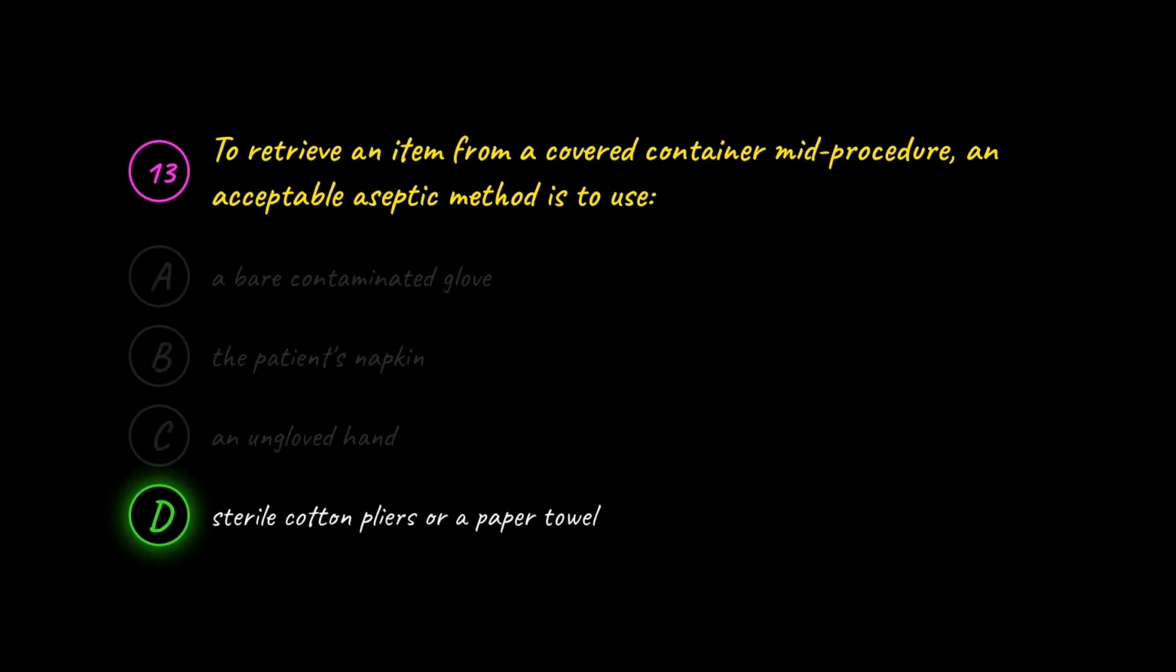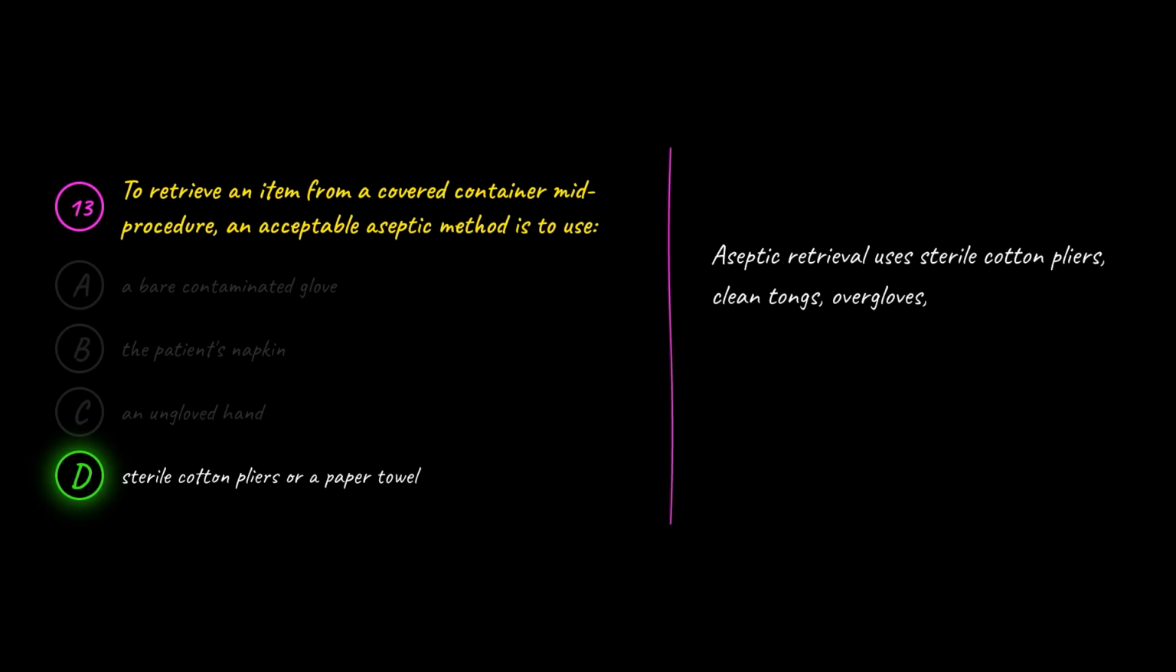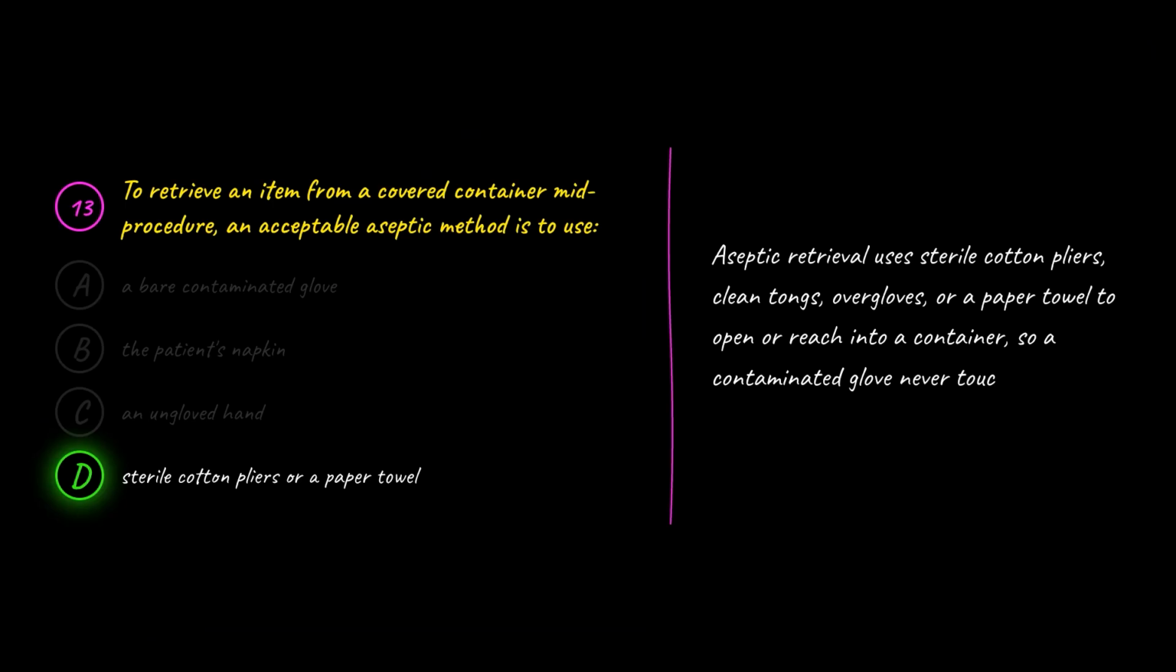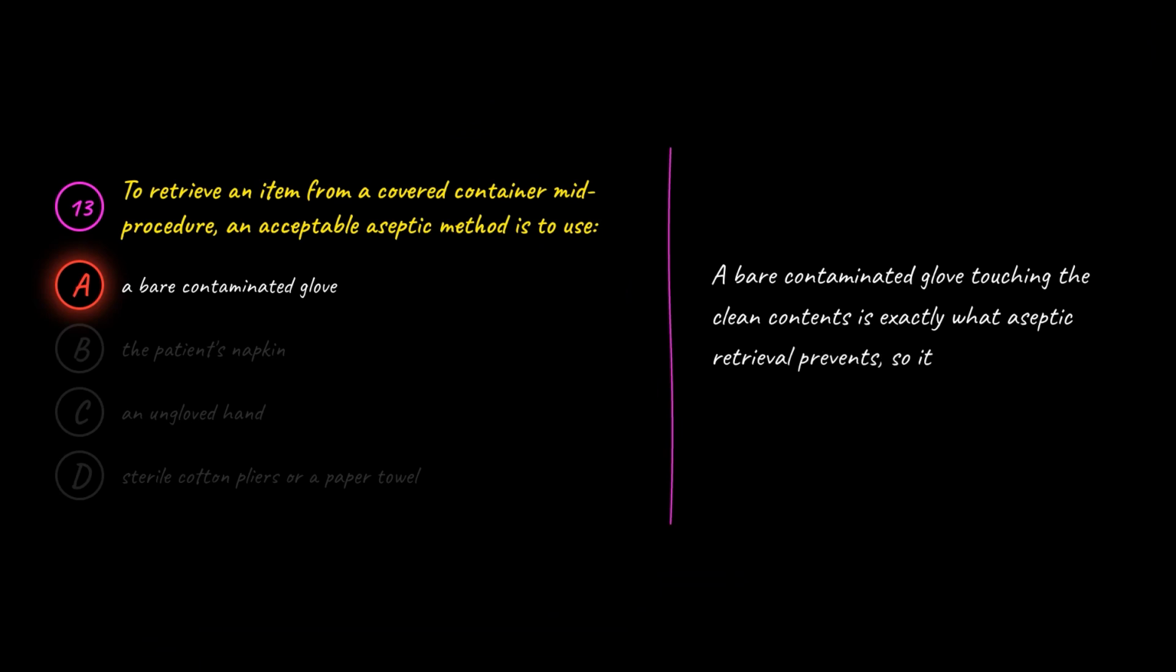The correct answer is D. Sterile cotton pliers or a paper towel. D is correct because aseptic retrieval uses sterile cotton pliers, clean tongs, overgloves, or a paper towel to open or reach into a container. So a contaminated glove never touches the clean contents directly. A is wrong because a bare contaminated glove touching the clean contents is exactly what aseptic retrieval prevents. So it is the wrong way to reach into the container.